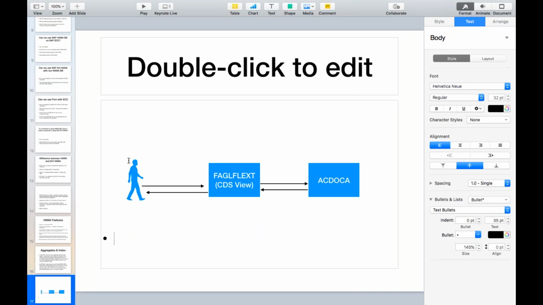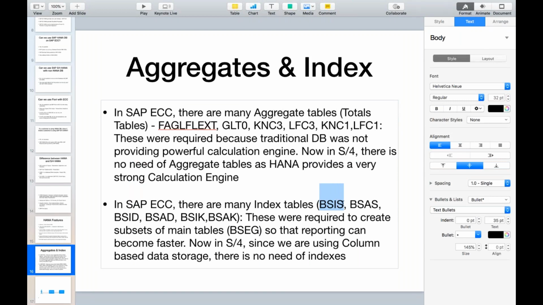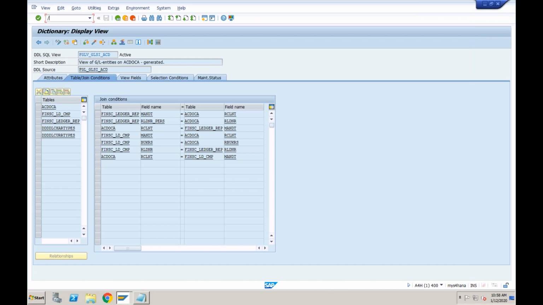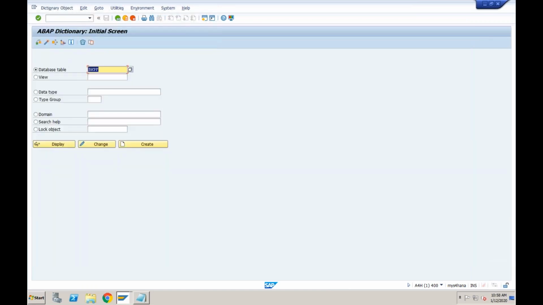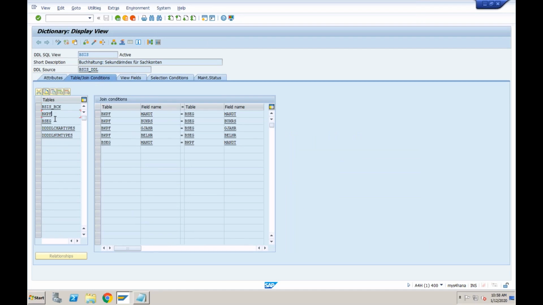Same works for the other tables also, not only FileFlex. I've given you the example of the aggregates. Now let's take an example of index tables. Same goes for the BSIS also. If you go to SE11 for BSIS this time, display, see, this is also the same, view fields. If you go to table join and condition, you can see data is coming from BKPF and ACDOCA. Which means BSIS is not holding any data.